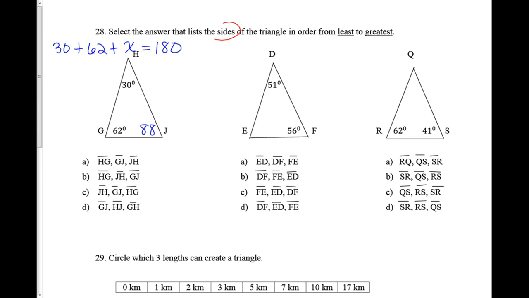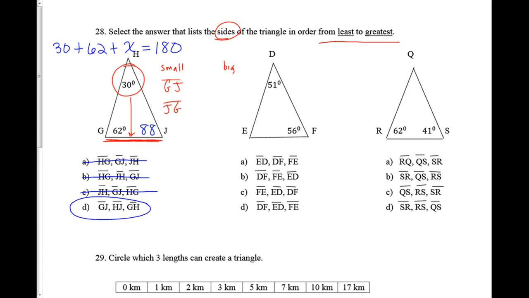From here, I'm going to answer the question. The question is, I want to list the sides in order from least to greatest. So I want to start with the smallest side and then go to the biggest side. So I start with the smallest angle. Here's my smallest angle, and the side across from that is the smallest side. So that is GJ. It's also known as JG. So at this point, I should be able to go to my answer choices and eliminate some. So I'm looking for GJ or JG, which looks like I only have one answer choice remaining.